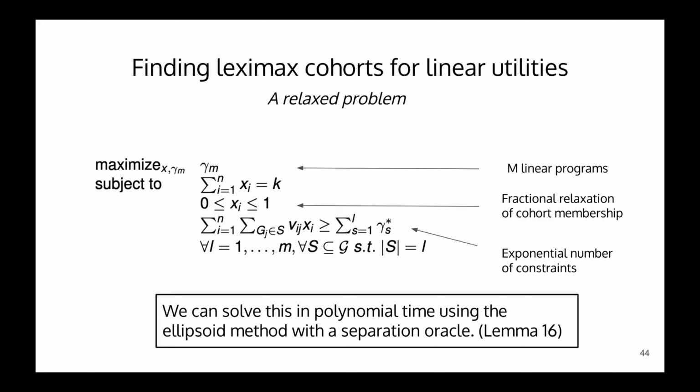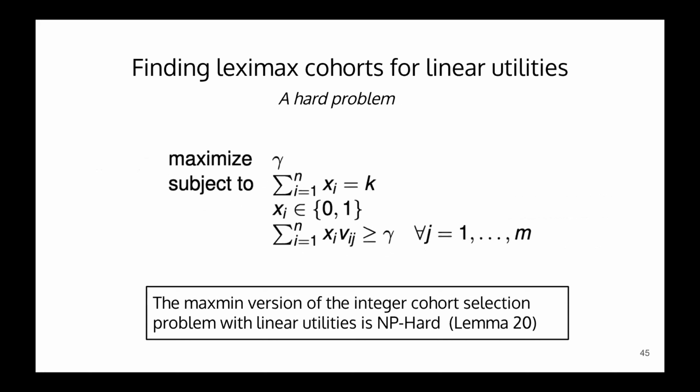And so you see, this is an exponential number of constraints, but fortunately, we can directly solve this in polynomial time using the ellipsoid method with a separation oracle that runs linearly. And for the mixed integer program part of this problem, just for the max-min setting, where we only want to maximize the utility of the minimum group, for k greater than 1, so for larger cohorts, the max-min version of this problem is actually hard. And so this gives us a sense of why this problem is difficult.